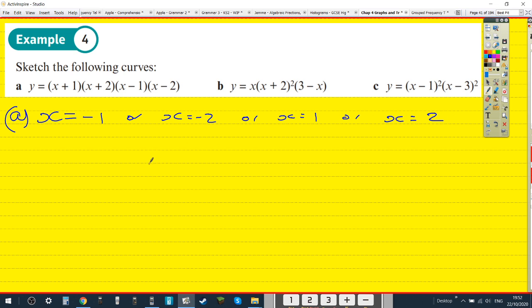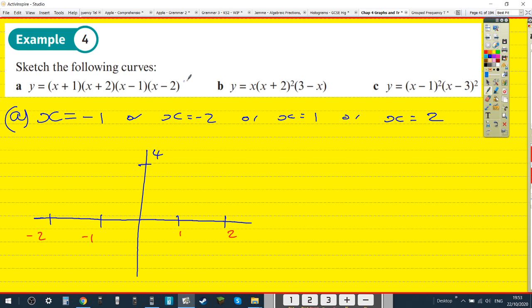And then you need the y-intercept, right? So you multiply all of them together. It'd be minus 1 multiplied by minus 2 multiplied by 1 multiplied by 2, which gives you 4. So the y-intercept is 4, and because x to the power 4 is an even number again, it's like the quadratic.